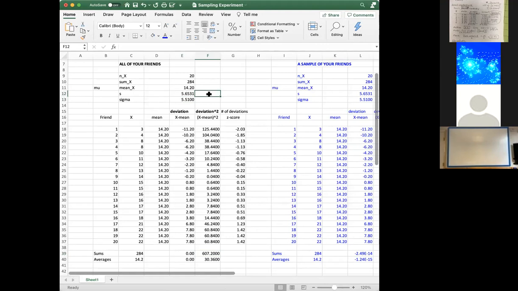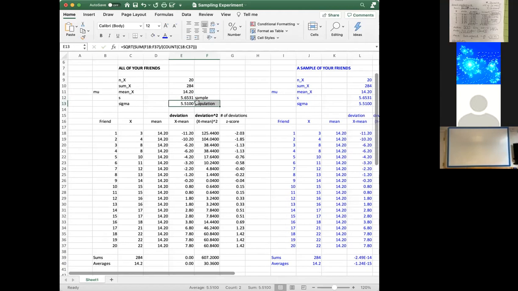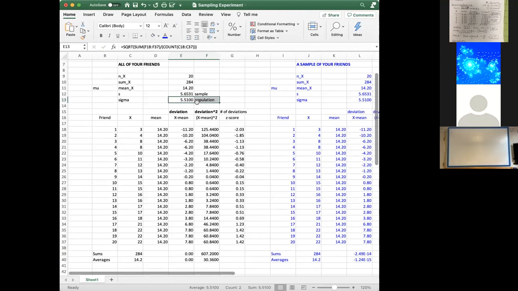This is the population standard deviation. This is what's called the sample standard deviation. Let's say that this was all your friends in the world, which is 20, which is pretty good. So this is the population of all your friends in the whole world.